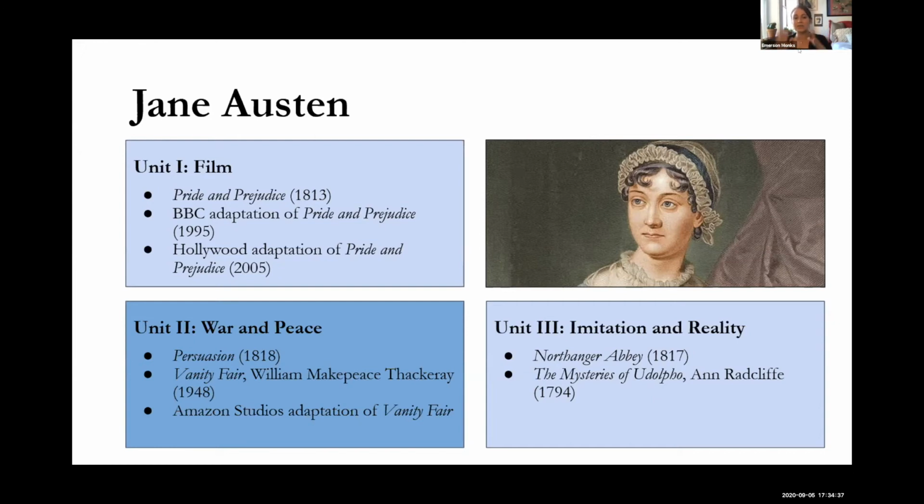Finally, we have a sort of unit on imitation and reality where we talk about Northanger Abbey, which is actually Jane Austen's first written book and one of her last published. And then we're going to pair that with The Mysteries of Udolpho by Anne Radcliffe. And actually, Northanger Abbey is a satirical novel about the Mysteries of Udolpho. So we will be able to kind of compare those two and look about how satire can change our understandings of the literary canon. Awesome.